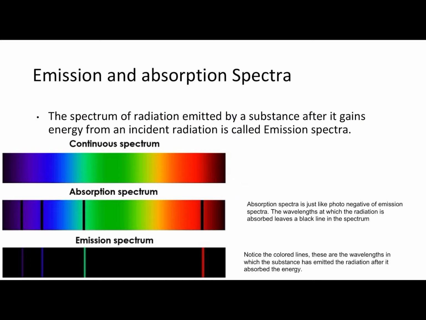Absorption spectra are just like a photonegative of emission spectra. The wavelength at which radiation is absorbed leaves a black line in the spectrum. Notice the colored lines. These are the wavelengths in which the substance has emitted the radiation after it absorbed the energy.